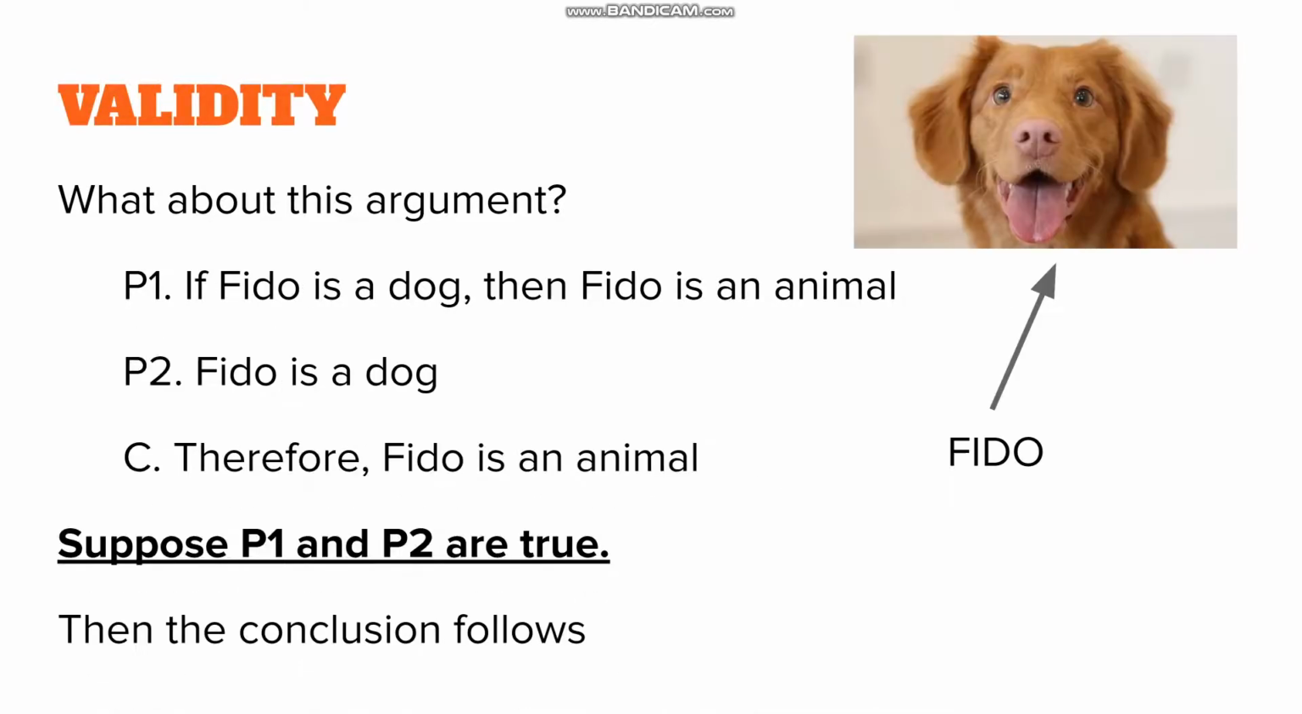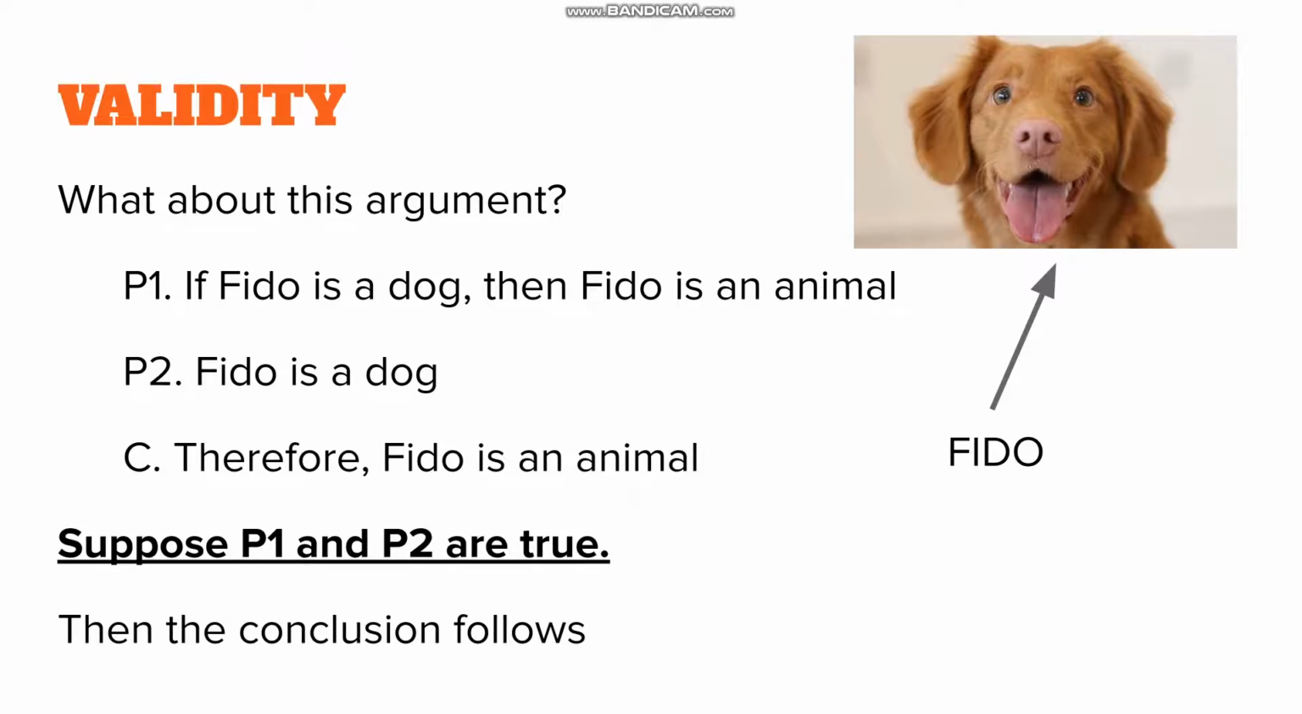Premise 1: if Fido is a dog, then Fido is an animal. Premise 2: Fido is a dog. Conclusion: therefore Fido is an animal. So this argument is also valid. The truth of the premises guarantees the truth of the conclusion. It's not possible for the premises to be true and yet the conclusion false.